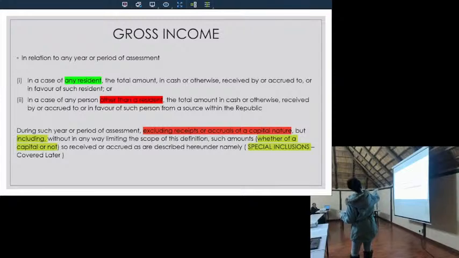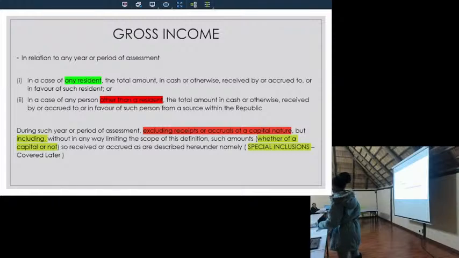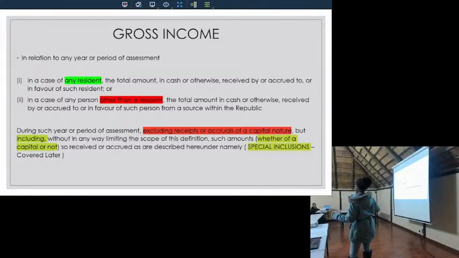So the second part is for non-residents, and they will be taxed on source, amounts that are only from the Republic, from South Africa. Are we good? But everything else is the same. Total amount in cash or otherwise received by or accrued to or in favor of such a resident. Why do you think we need case laws to conclude whether an amount needs to be included in terms of the gross income definition? Why do you think? Use the definition of income to answer your question.